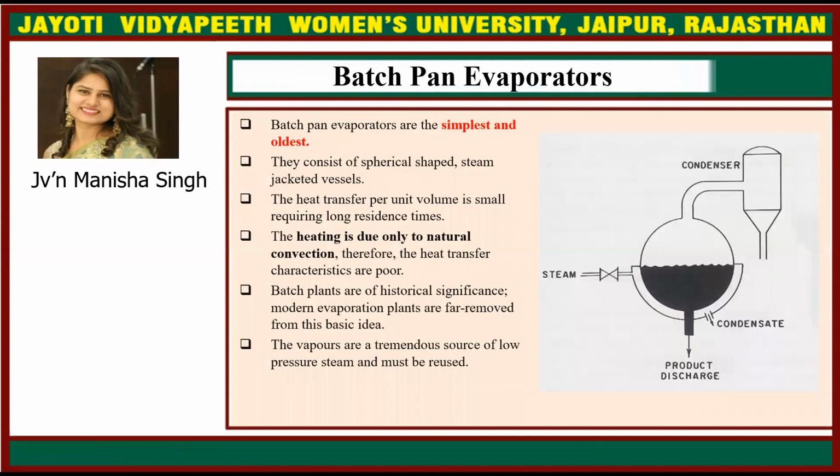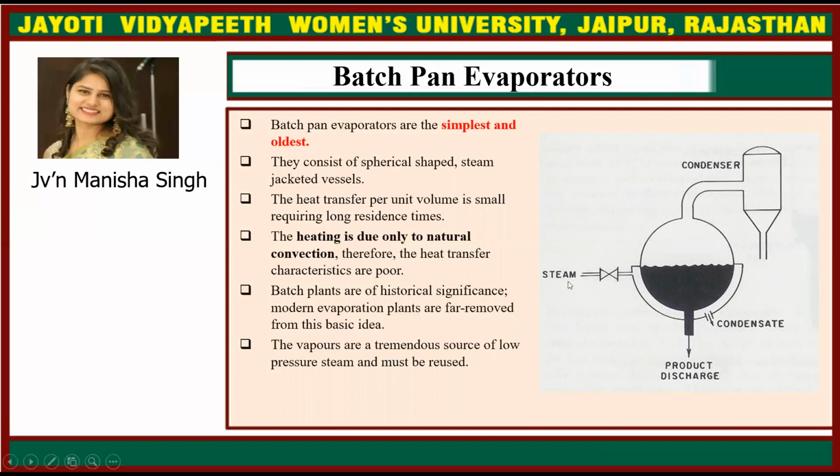First is the batch pan evaporator. Batch pan evaporators are the simplest and the oldest type of evaporator. They consist of a spherical shaped steam jacketed vessel, and the heat transfer per unit volume is very small, requiring long residence time. The heating is only due to natural convection, therefore the heat transfer characteristics are very poor. Batch plants are of historical significance. Modern evaporation plants are far removed from this basic idea. The vapors are a tremendous source of low pressure steam and must be reused.